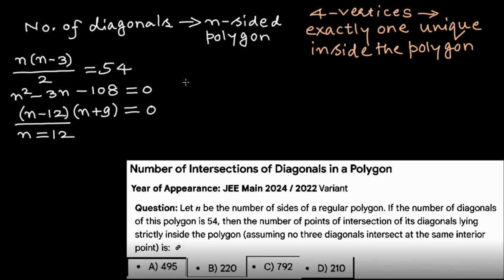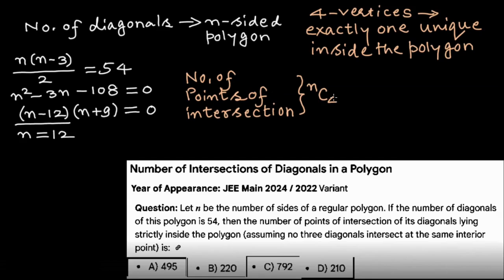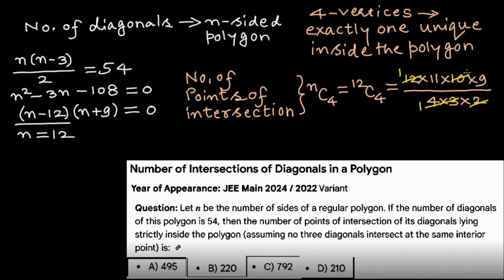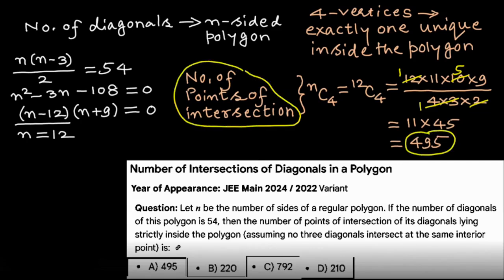So therefore, such number of points of intersection will be nC4, 12C4, which is 12 into 11 into 10 into 9 upon 4 into 3 into 2. 4 3s are 12, 2 5s are 10, 11 into 45, 495. So the required number of points of intersection will be 495. Hence, the correct answer option here is A, 495.